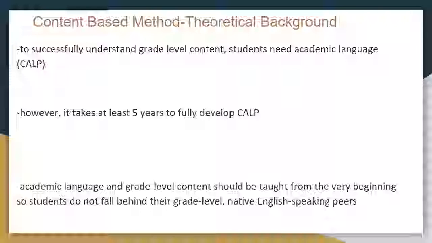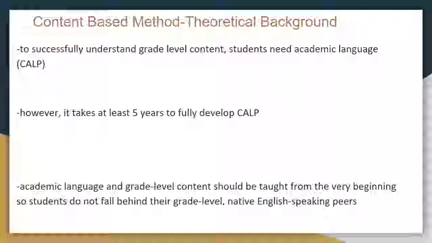The content-based method developed through the understanding that in order for students to understand grade level content in school, students would need to have academic language, or cognitive academic language proficiency, CALLA for short. As we've studied in earlier lessons, it takes at least 5 years for students to learn CALLA. Often it can take 5 to 10 years even.